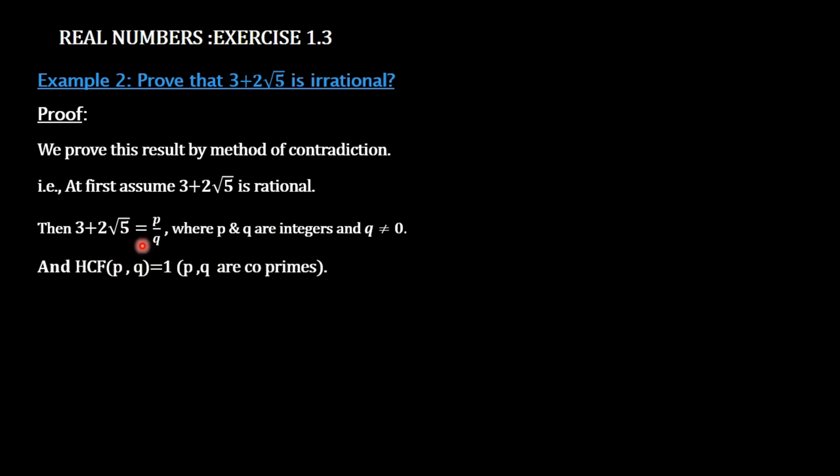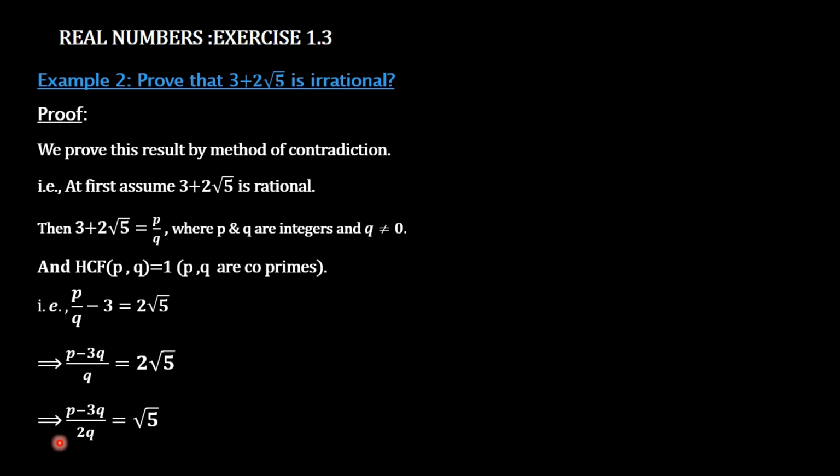Then we take all the integers to one side. That is, 2 root 5 equals P by Q minus 3, or P by Q minus 3 equals 2 root 5. By taking LCM, we get P minus 3Q, whole divided by Q, equals 2 root 5. Now taking 2 to the denominator, we get P minus 3Q by 2Q equals root 5.